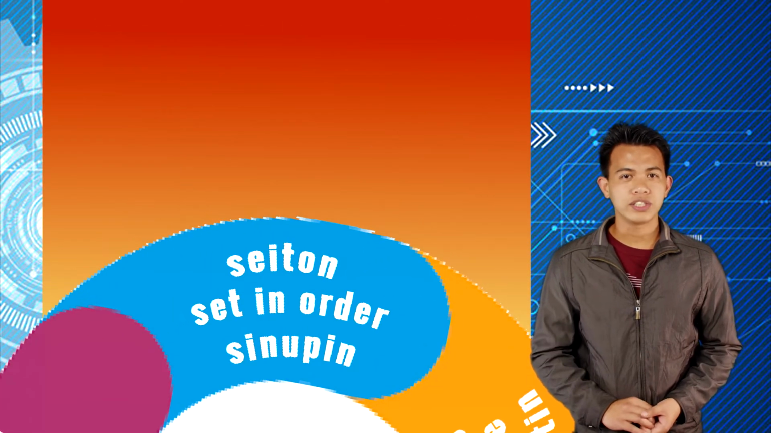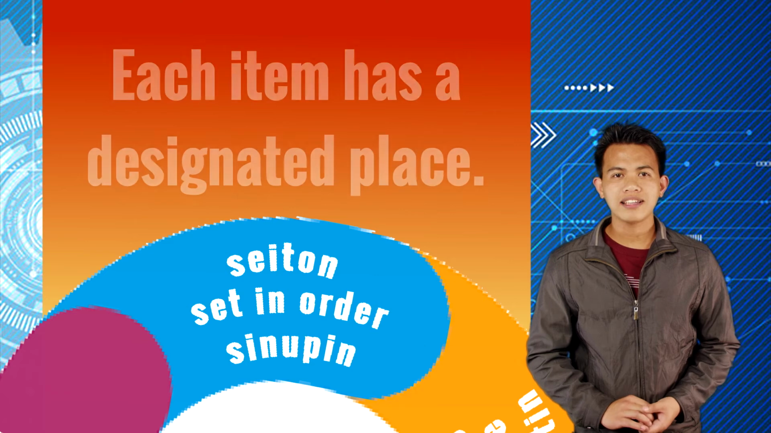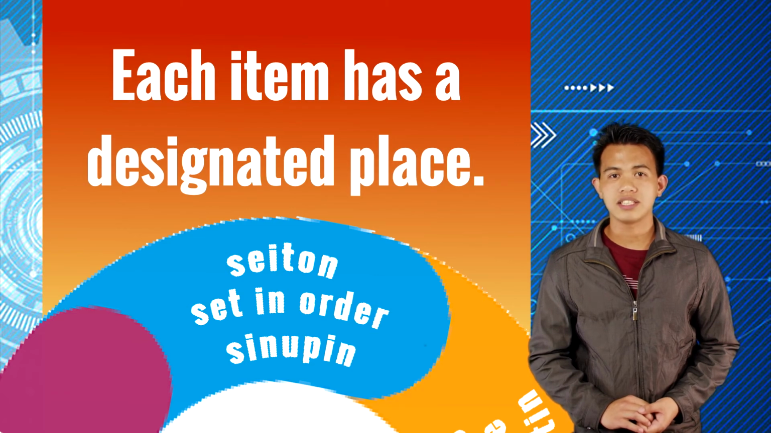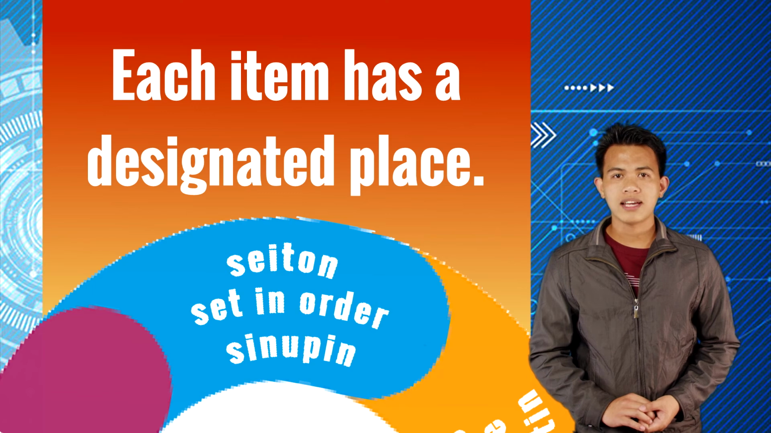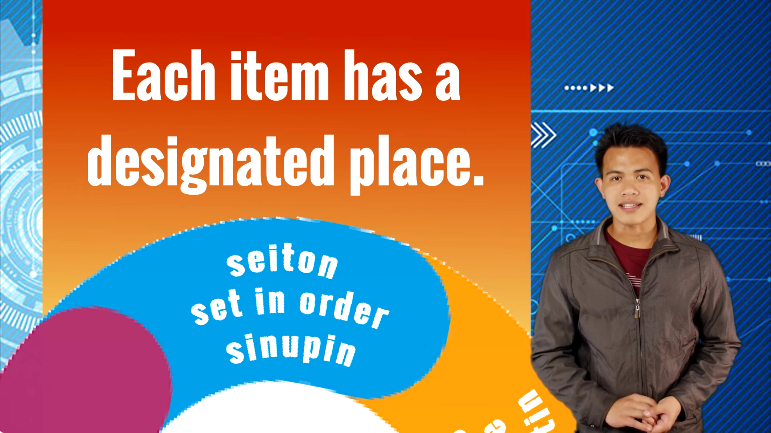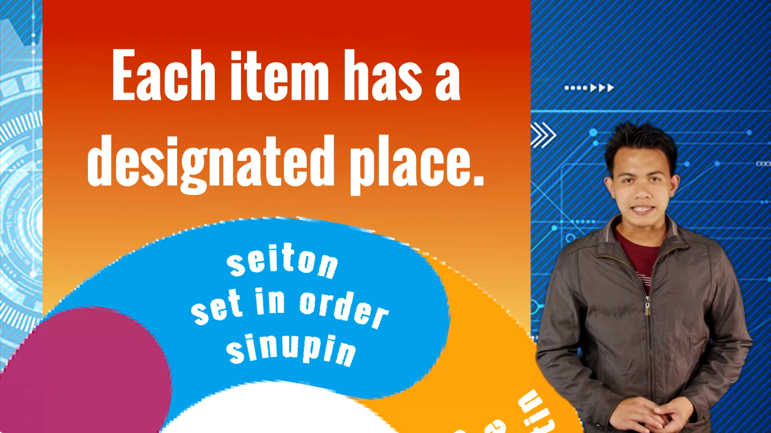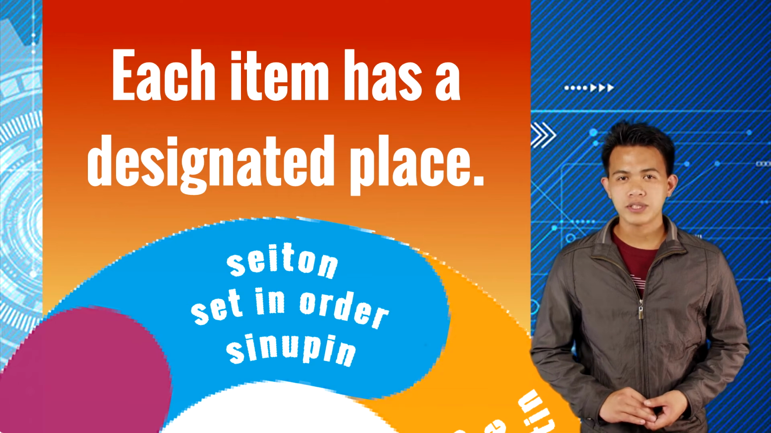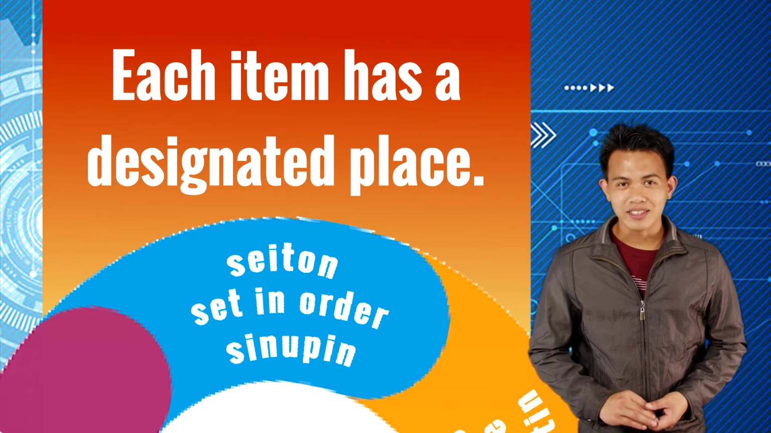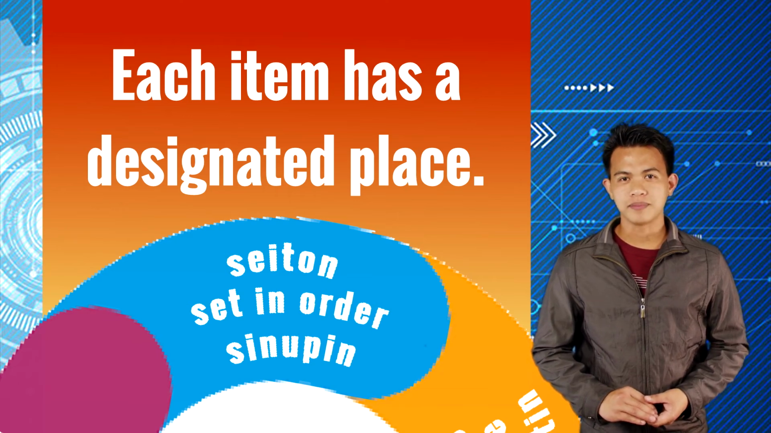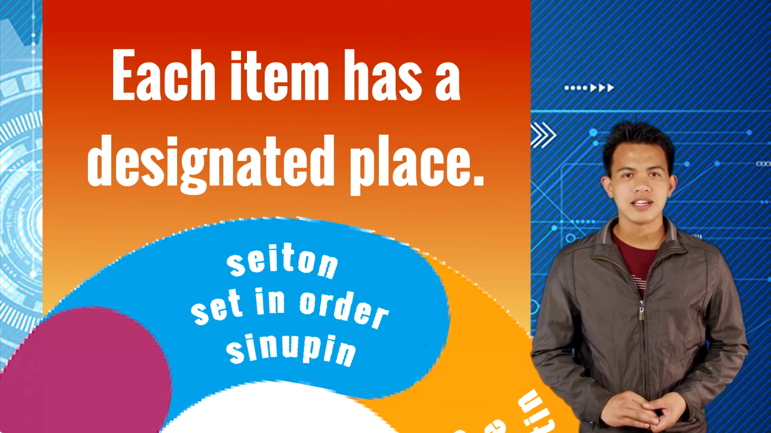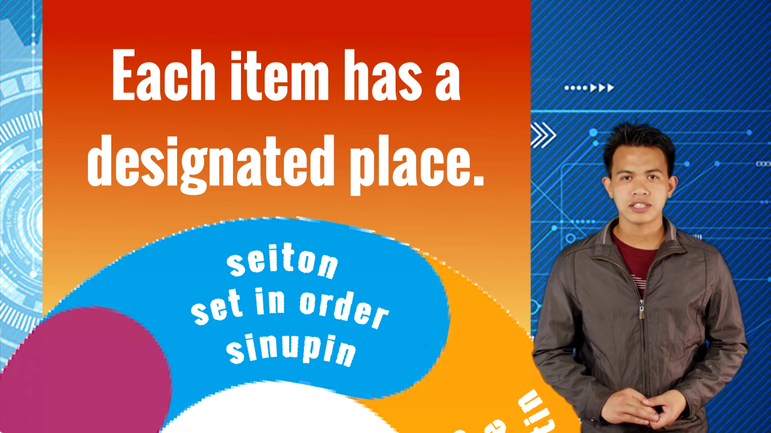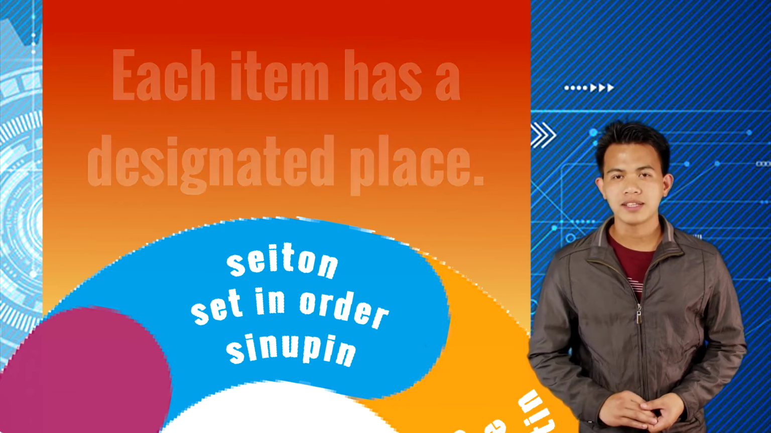Seiton, set in order, sinupin. Ensure that all items are organized and each item has a designated place. Organize all the items left in the workplace in a logical way so they make tasks easier for workers to complete. This often involves placing items in ergonomic locations where people will not need to bend or make extra movements to reach them. Example, broomstick, rugs, and dustpan are all cleaning materials, so you need to keep all these in one place.